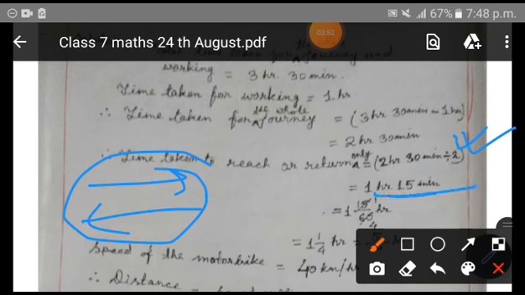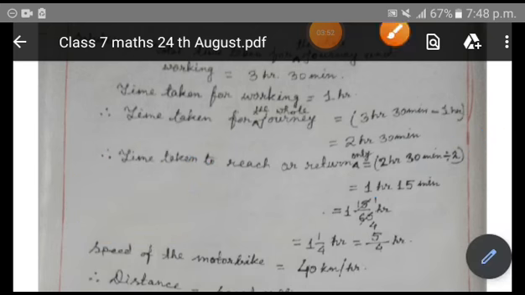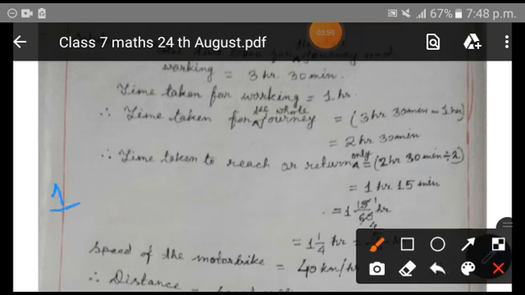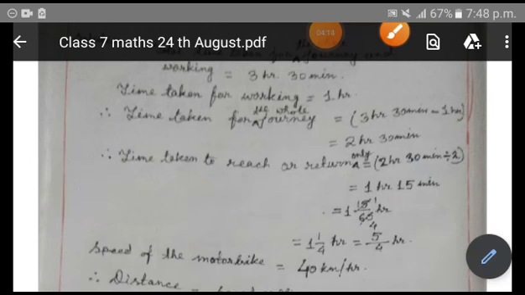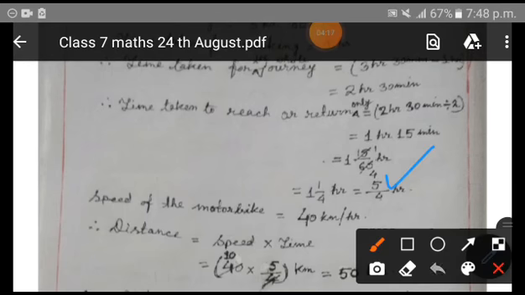Now you need to convert it into hours. How? This hour part you are going to keep like that, and the minutes part, that is 15 by 60, you are going to divide the minutes part. You know 15 ones are 15, 15 fours are 60. So you are getting 1 by 4 hours. Now you convert this into improper fraction, you will get 5 by 4 hours. So this is now the speed of the motorbike, which is 40 km per hour.